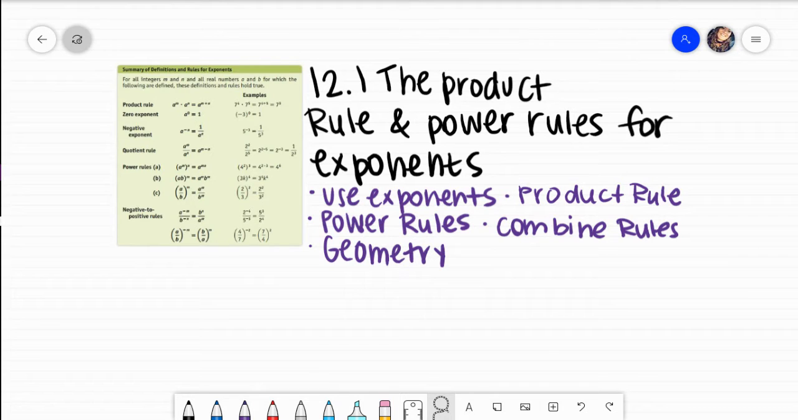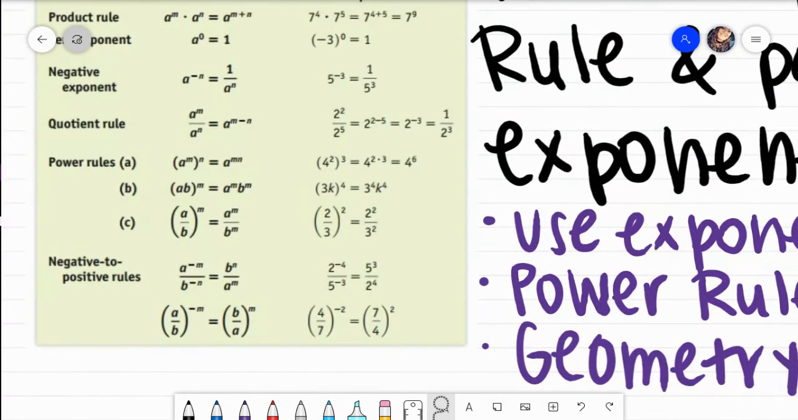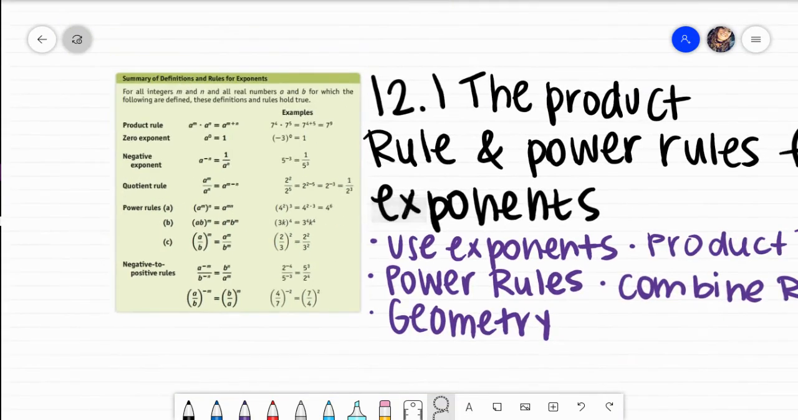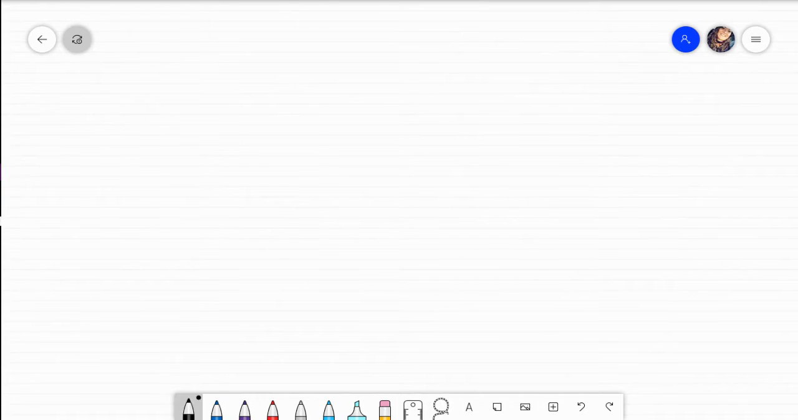It states a to the m times a to the n equals a to the m plus n. Again, this comes from your book, and you can look at that. It does have its own example. I'm going to swipe up, and we're going to do a couple of examples. So this, y'all, is what we call the product rule.